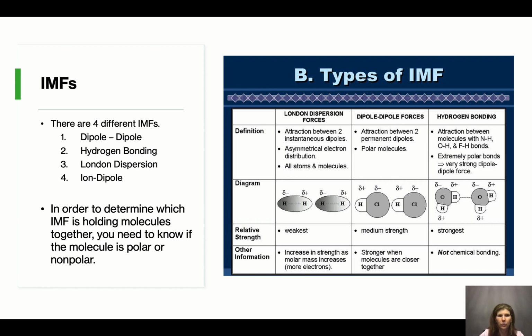All right, so let's go through these IMFs. And there are four different types of IMFs. There's the dipole-dipole, hydrogen bonding, London dispersion, and also ion dipole. In order to determine which IMF is holding the molecules together, you need to know if the molecule is polar or nonpolar. And I've included a little chart here to give you some other information about IMFs that we're going to go through in just a moment. Now, don't forget from the last video that I had made that this lowercase delta with a negative sign means partial negative. And then when we see the positive sign with the lowercase delta, that means partially positive.